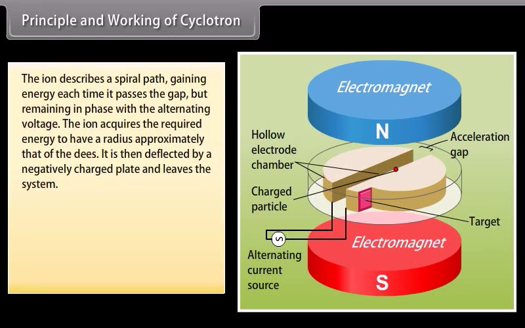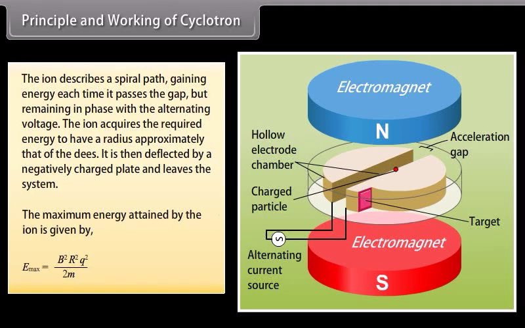The ion describes a spiral path, gaining energy each time it passes the gap, but remaining in phase with the alternating voltage. The ion acquires the required energy to have a radius approximately that of the Ds. It is then deflected by a negatively charged plate and leaves the system. The maximum energy attained by the ion is given by B squared, R squared and Q squared divided by 2m.